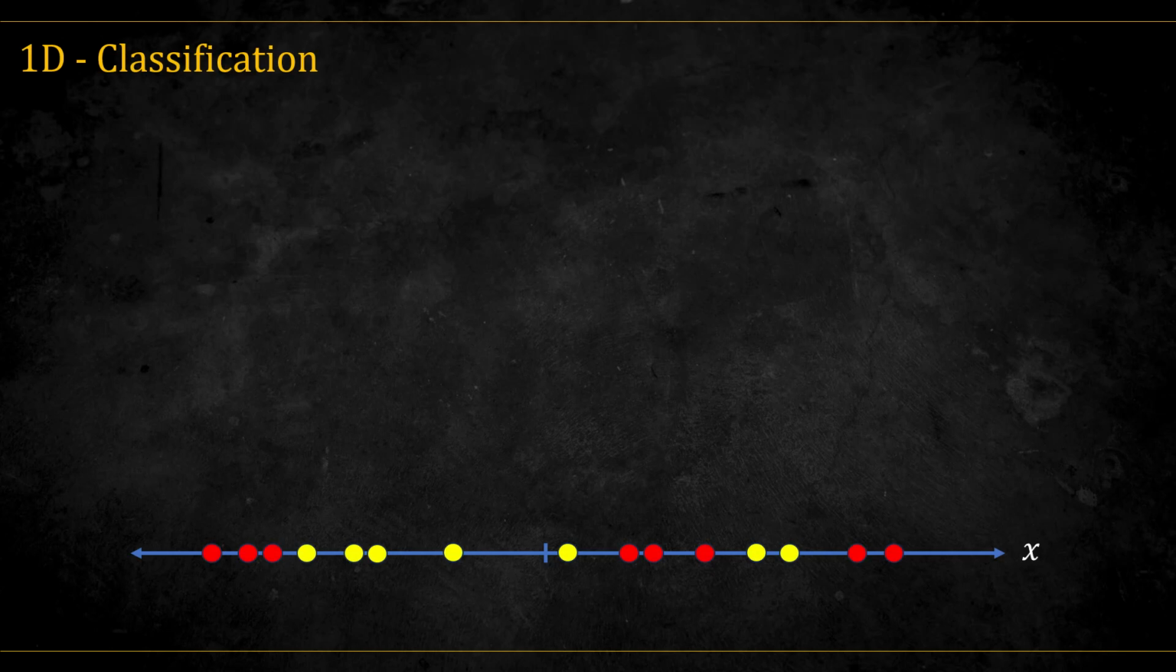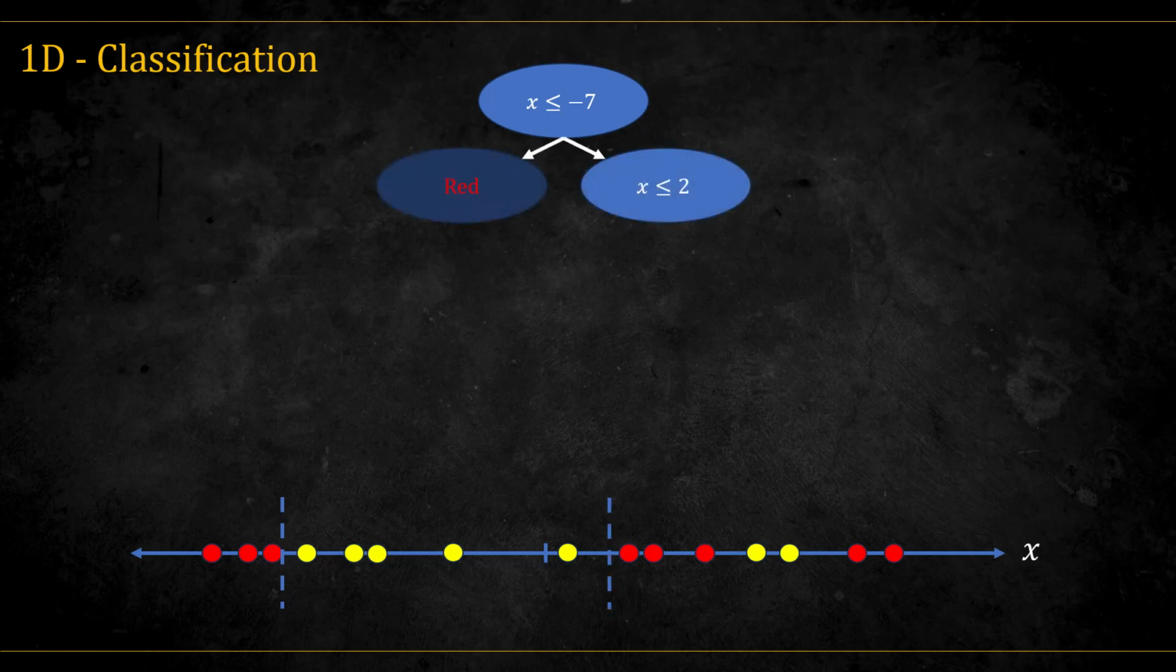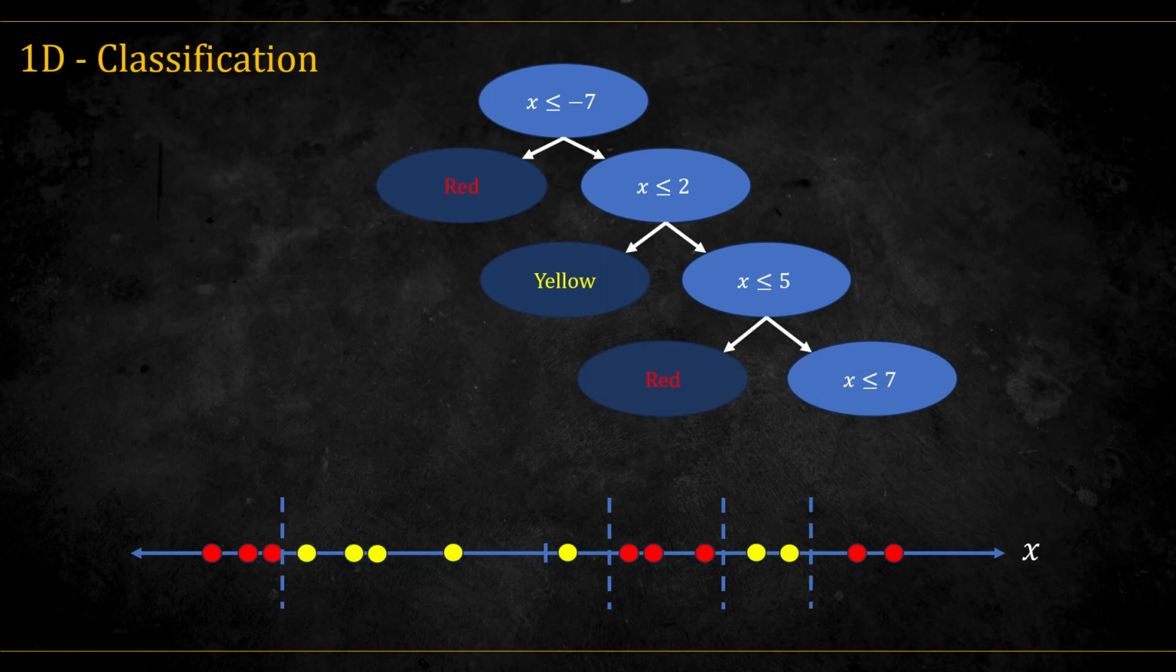Let's follow an example of classification in 1D. We have some data on the x-axis, and it can either be labeled red or yellow. The tree looks for the best split and finds that it's on asking if x is smaller or equal than minus 7 or not. If it is, we reach a leaf node and can label the points red. If not, we reach a split node and look for the next best split on the remaining data. We find that x less than or equal to 2 is the best criteria and we split again. We continue on until we either reach a perfect classification or some restriction which we can impose on the trees, but we'll talk about them later.